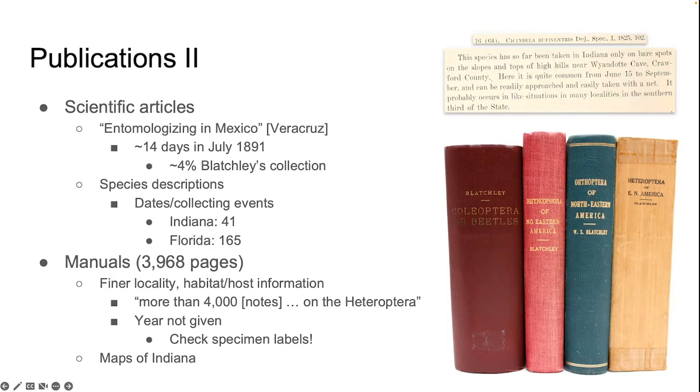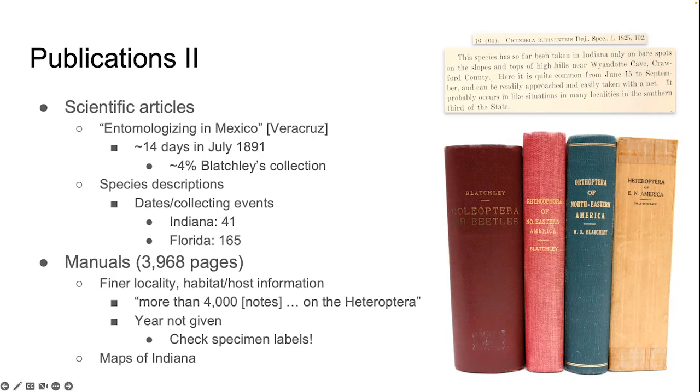And in Blatchley's manuals, the frustrating component is that all of the county and location, the final locality information is presented without the year. So to use any of the information in Blatchley's manuals, almost 4,000 pages of text, and Blatchley mentions putting in just his Heteroptera manual over 4,000 notes in there, we need to check the specimens. And so that is a long-term process as we digitize more material.